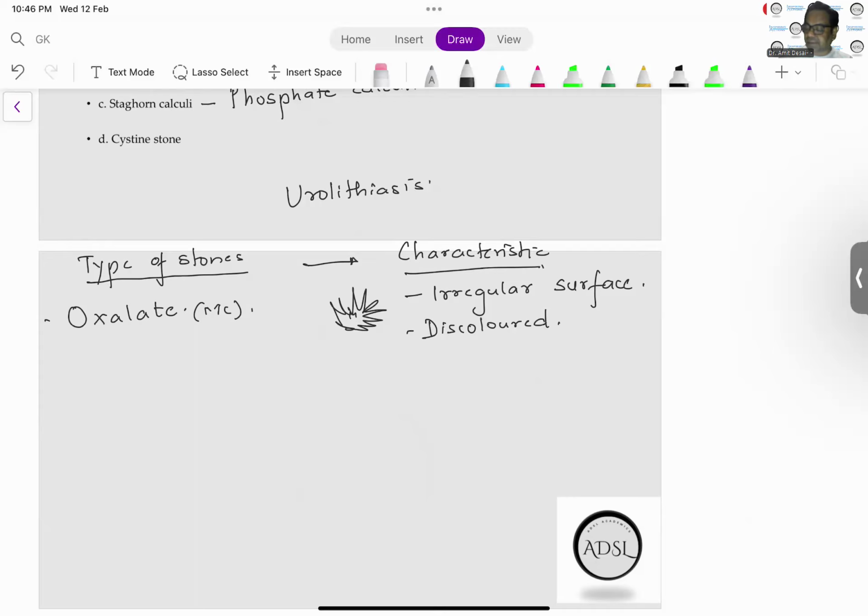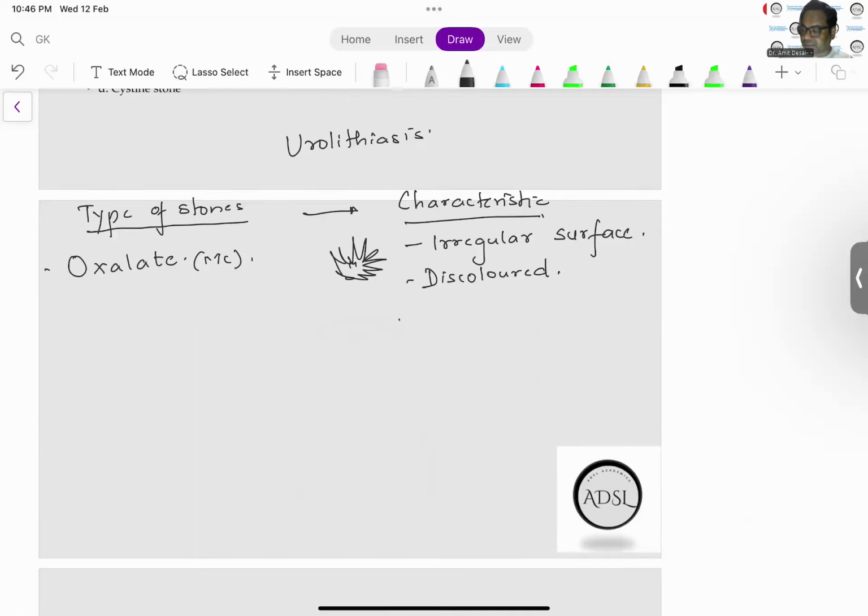And this has got two types of crystals. It has something called monohydrate crystals, which are very hard and difficult to break by ESWL. The other ones are dihydrate crystals. These are the types of crystals that we see in urine analysis.